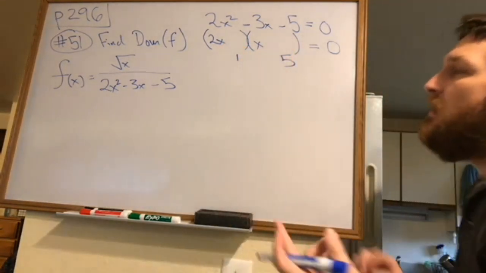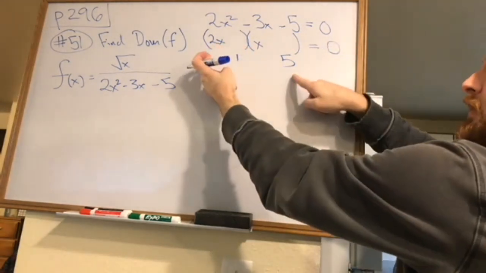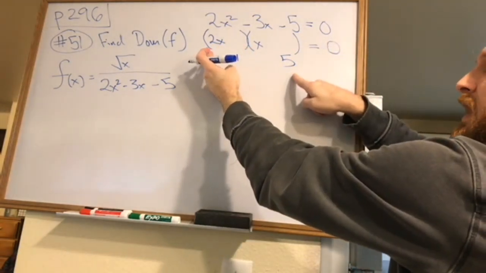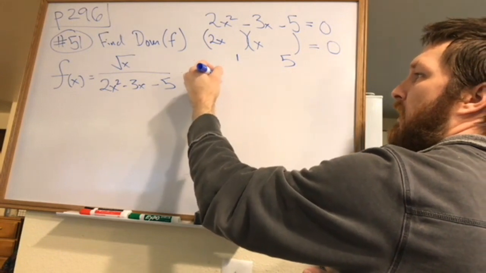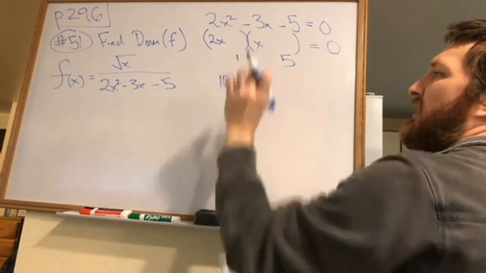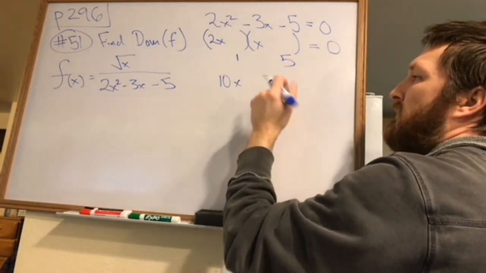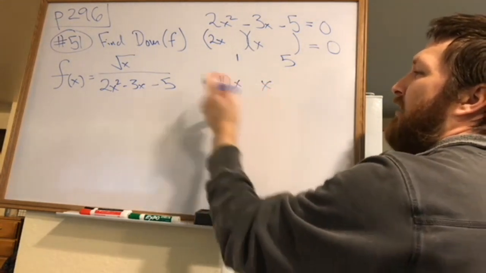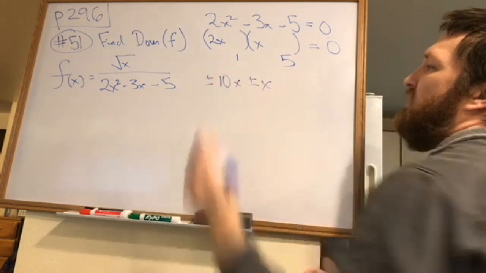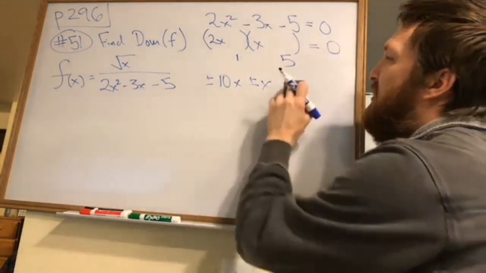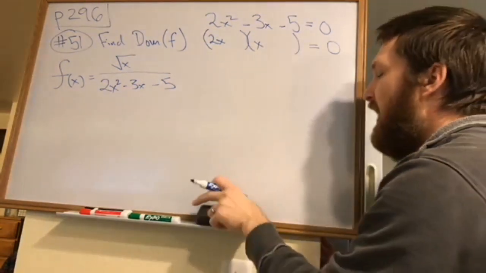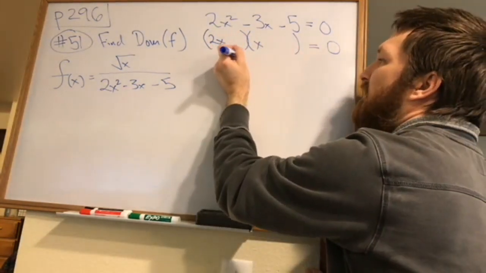Okay, so let's try that. So we go outer gives us what? What's 5 times 2x? 10x. And then the inner gives me what? 1x. Is there any way I could add or subtract these to give me a negative 3x? No. So let's flip them. We did 1 and 5. Let's try 5 and 1.